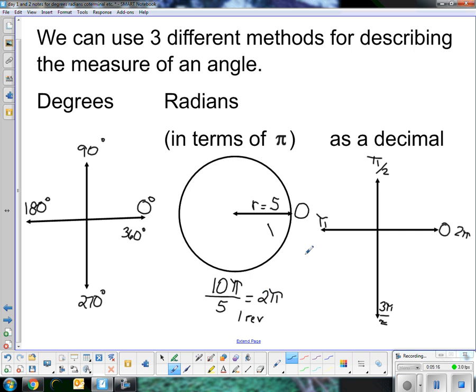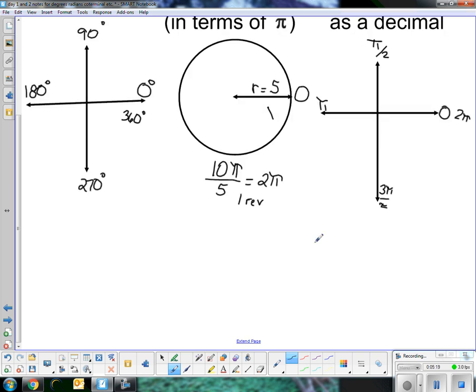If you were going to look at this in terms of a decimal, we would just want to look at the decimal equivalency of pi. So a complete trip around the circle would be approximately 6.28. Half of that would be 3.14. Half of that is 1.57. And 3/4 of that would be 4.71.